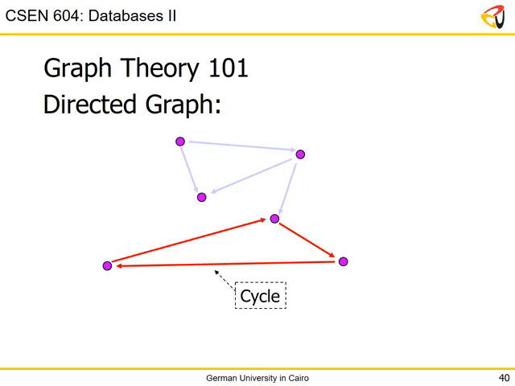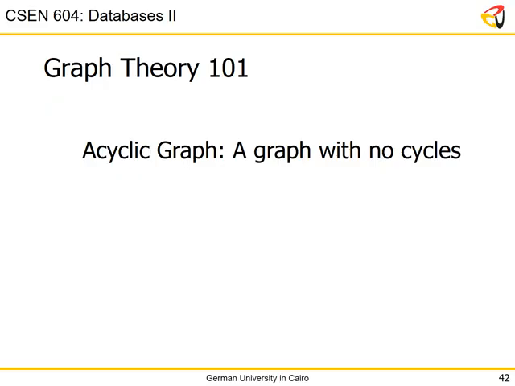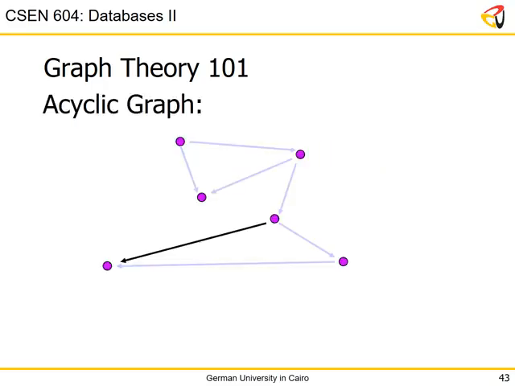If you start from any node and follow these red arrows, you're going to go back to the node that you started from. This is what we will try to check for, that it doesn't exist in our graph. This is obviously not a cycle, as you see from the direction of the arrows. It looks like it's a cycle, but if you look carefully, it's not. You cannot really go back to where you start. Okay? Now, an acyclic graph is a graph with no cycles.